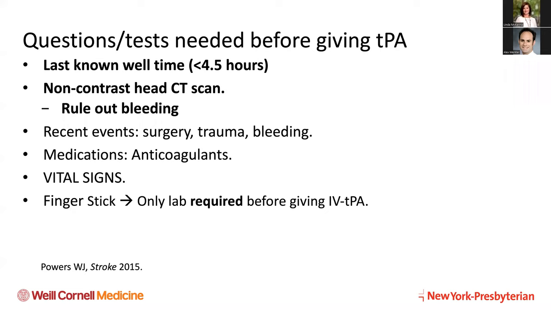You want to ask about recent events like surgery, trauma, or a bleeding disorder, which may increase the risk of bleeding from TPA and may be contraindications to TPA. You want to ask about medications. Do they take a blood thinner? You want to get vital signs. But the only lab that is necessary before giving TPA is a finger stick. And the reason behind that is that severe hyper or hypoglycemia can mimic signs and symptoms of stroke. And so you want to treat that, assuming that it's not really a stroke but actually a disorder of blood sugar, before giving TPA.